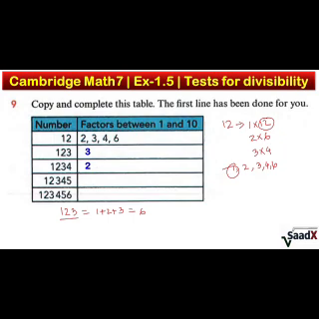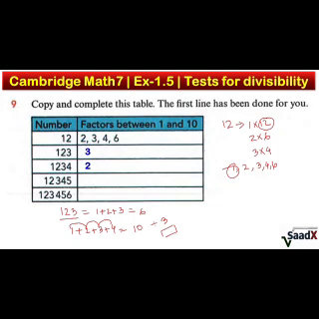Similarly, 1234 should be divisible by 2. Why? Because this is an even number. But look, 1234 cannot be divided by 3 because 1 plus 2 plus 3 plus 4: 4 plus 3 is 7, 7 plus 2 is 9, 9 plus 1 is 10. 10 cannot be divided by 3. A remainder will come, right? So this is only 2.